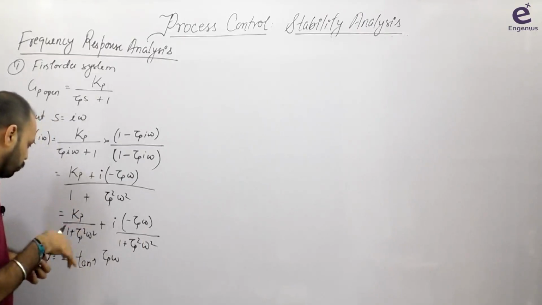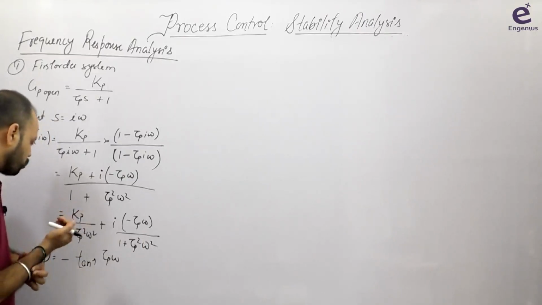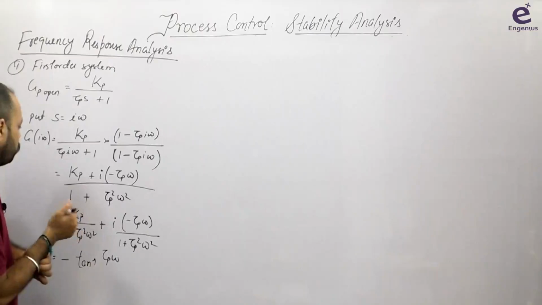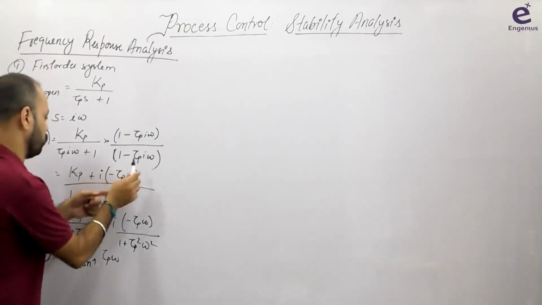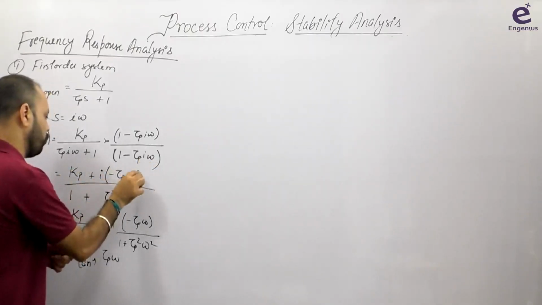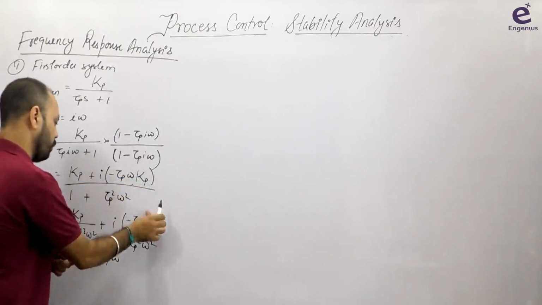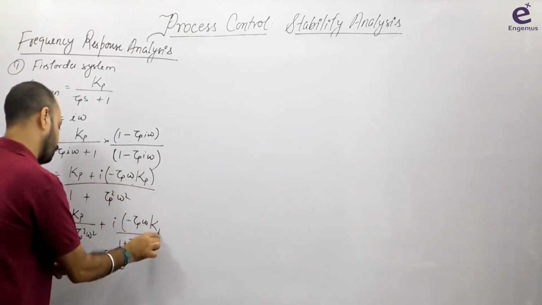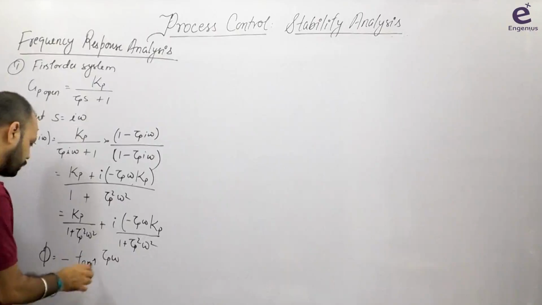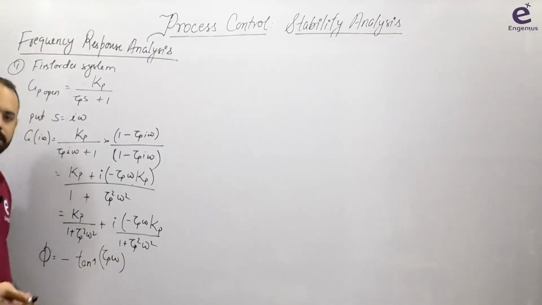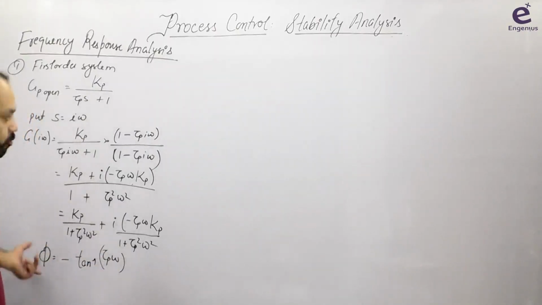Now what is X? Tan inverse tau p omega. There must be Kp also. Kp is also there. Kp will be cancelled and we get minus tan inverse tau p omega. That is the argument, and the argument is equal to phi.